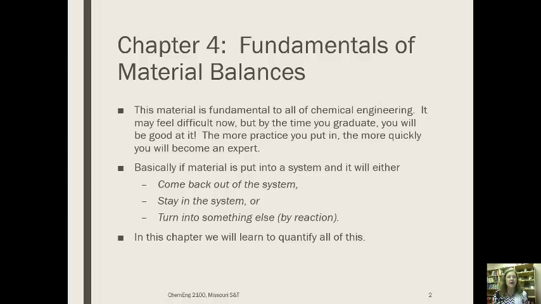So basically, if you have a material that enters a system, whatever that system might be, maybe it's a bowl to make cookie dough, and you put that material into the system, it's either going to come back out of the system, it's going to stay in the system, or it's going to turn into something else. For our purposes, that turning into something else will happen by reaction. What we'll be doing in this chapter is learning how to quantify all of this.